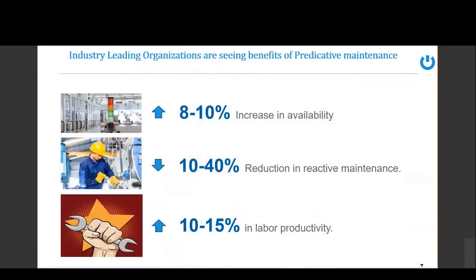And there is a proof point in industry. Industry leaders who invested in digital technologies, IoT, and artificial intelligence much ahead of time have already started getting benefit. They improved their availability by almost 8 to 10%, reduced reactive maintenance time by 10 to 40%, and improved labor productivity by 10 to 15%.